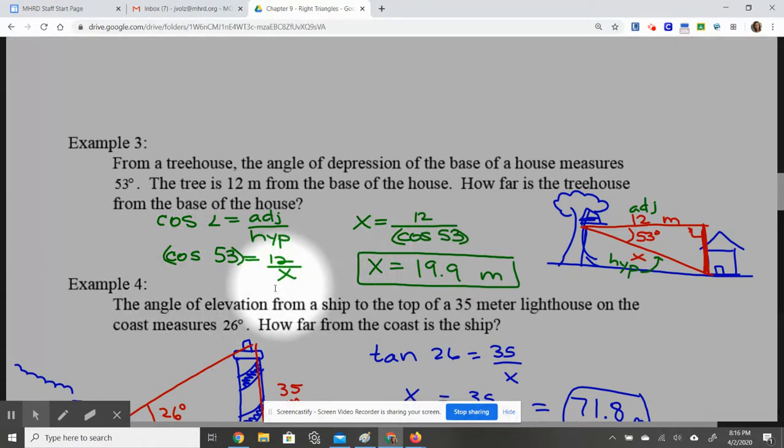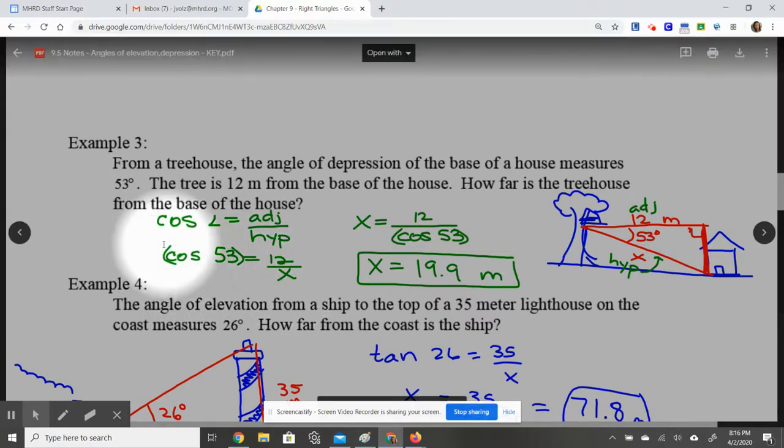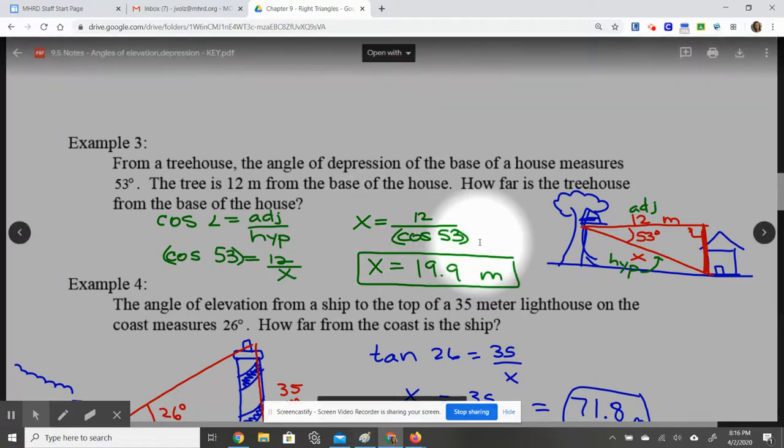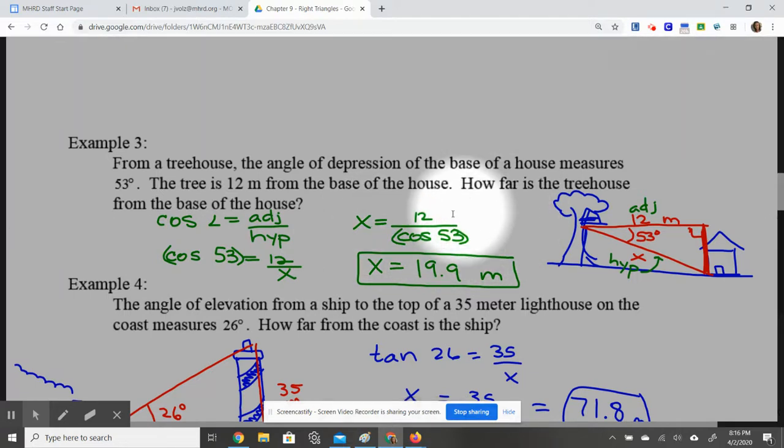There's a little shortcut. When the x is in the bottom of the fraction, you can literally just swap the bottom of the fraction here with everything over here, just because of the way ratios and proportions work. You can switch the cross products and it does not make a difference. So we can go from this equation to this equation, and that's totally fine. That's an algebraic equivalent. So 12 divided by the cosine of 53 is the answer for x.